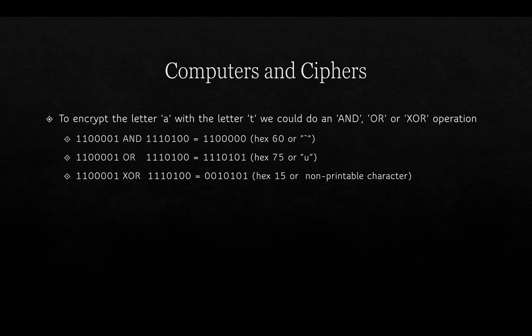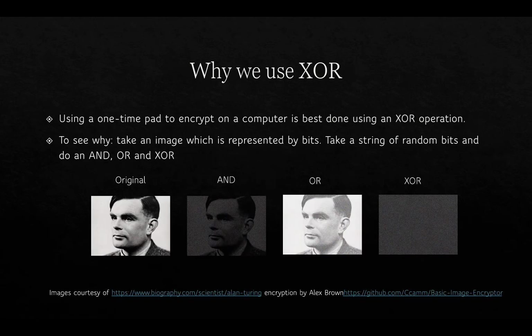So to encrypt the letter A with the letter T, we can do the AND, OR or XOR. And if we do an AND, we'll get the output as a backtick mark, which is hex 60. If we do an OR, we'll get the letter U. And if we do the XOR, we'll get a different result, which is actually hex 15, which is a non-printable character. So we tend to use XOR and not AND or OR. And there's a reason for this.